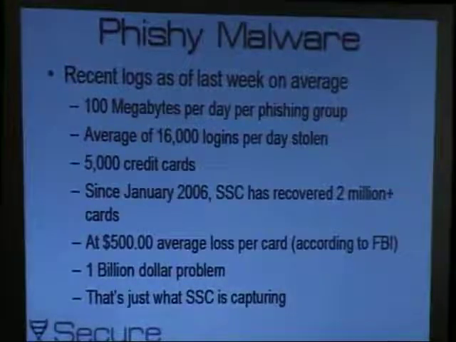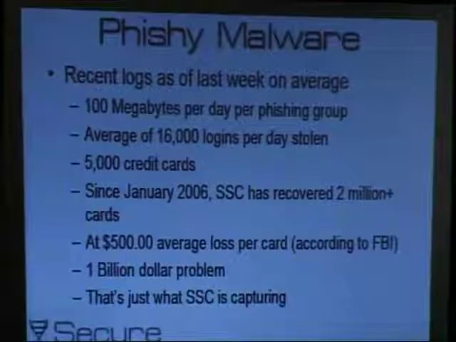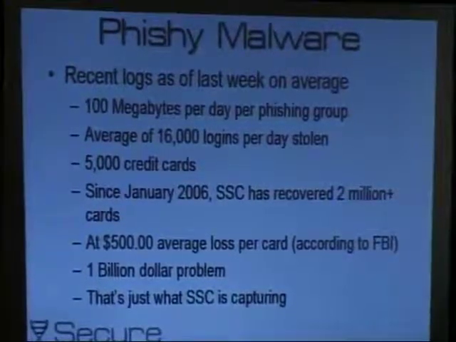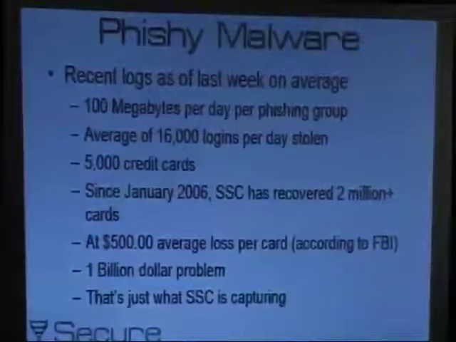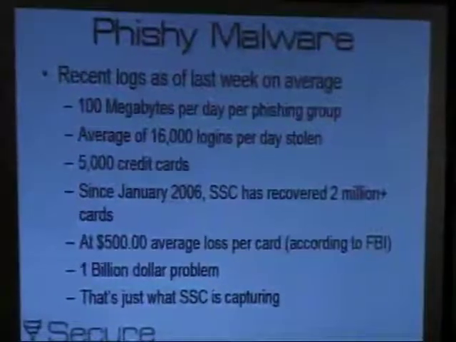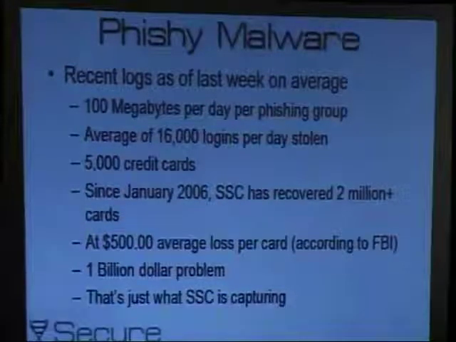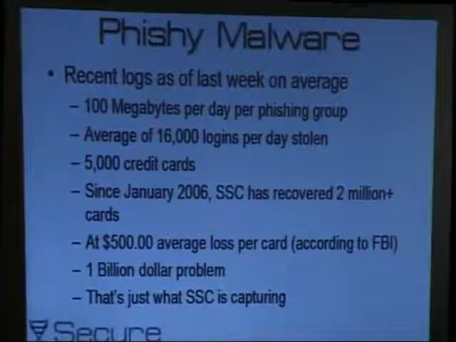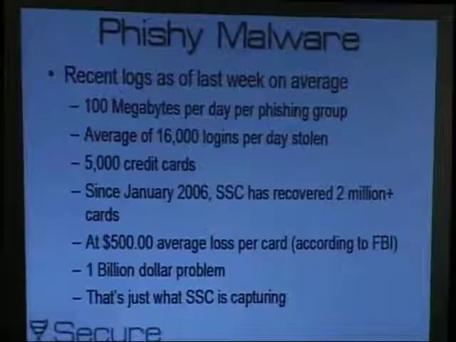Our average size of phishing group data that they steal per day for one group is between 100 and sometimes up to 250 megabytes a day. On average, that's about 16,000 logins per day that are stolen from one phishing group. On average, it's about 5,000 credit cards in that batch. Since January 2006, Secure Science Corporation has recovered over 2 million cards just from malware. At $500 an average in California, where we're based out of, the FBI has a statutory cost of, the potential loss is $500. Now, a bank usually puts it at $1,200 to $1,500, but we're going to say $500 according to the FBI.